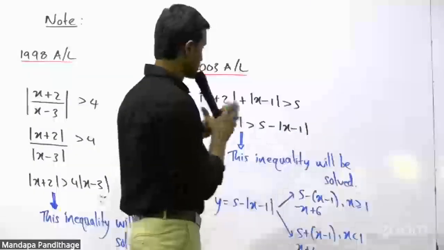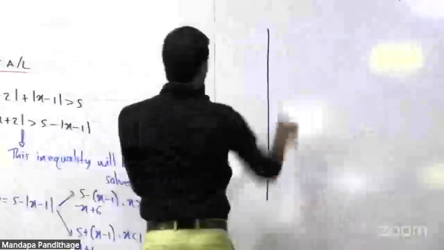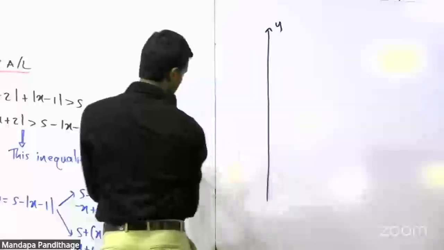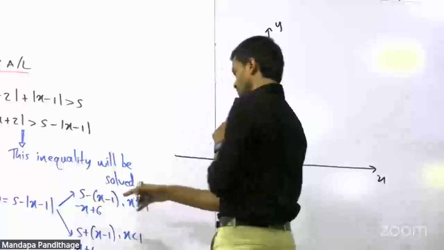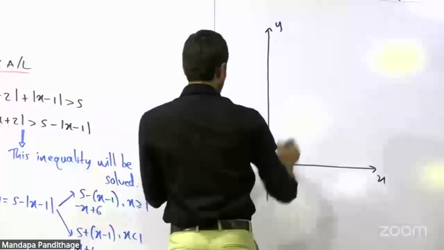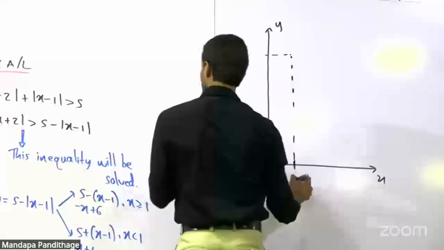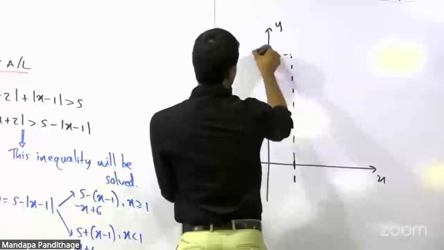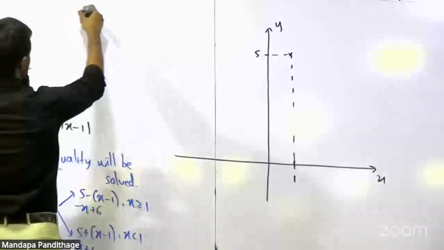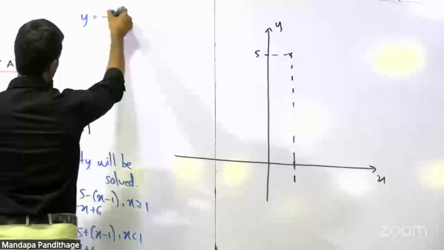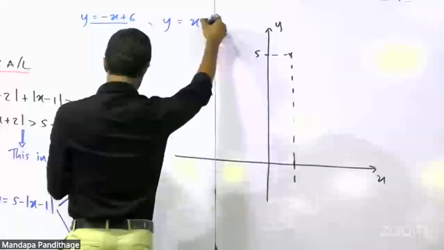So y equals modulus x plus 2 is something you can easily sketch because we have done that before. Here, if you find the turning point, you will get 5, so I'll directly draw this. The turning point is 1, 5. So how did I get it? The two straight lines that I'm supposed to sketch are y equals minus x plus 6 and y equals x plus 4.